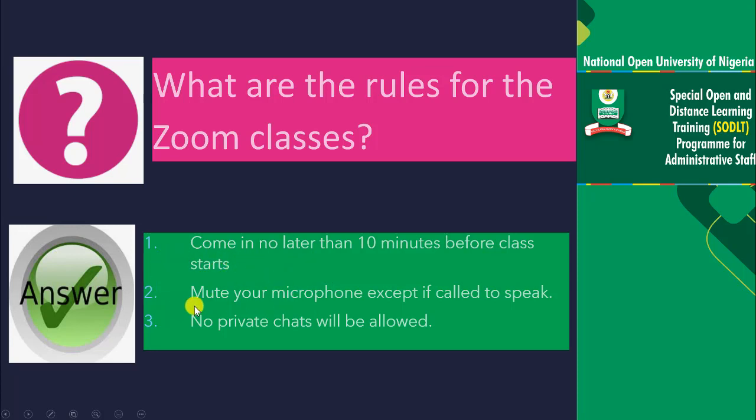The other rule is, you must mute your microphone except if you are called to speak. All microphones muted, so there's no noise, no cacophony, no noise disturbance. That is not accepted. That's our rule. No private chats will be allowed, where you'll be sending messages and all that. That's not going to be accepted in our Zoom class.